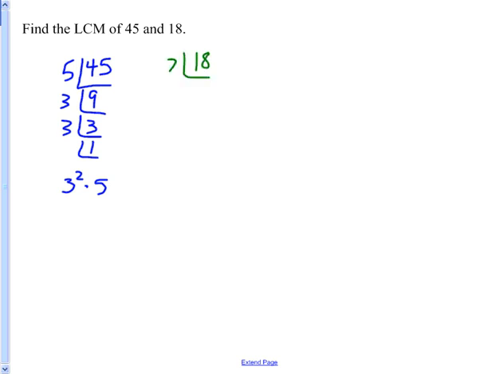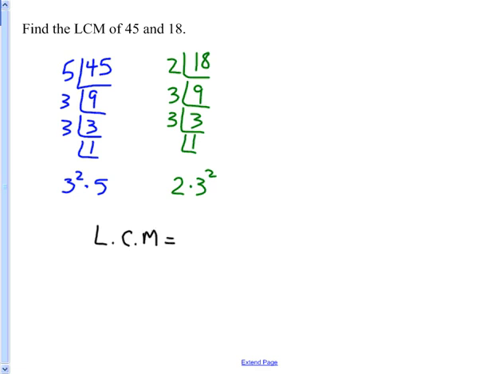2 goes into 18 9 times, and once again 3 goes into 9 3 times, and 3 goes into 3 once. So the factors of 18 are 2 times 3 times 3, or 2 times 3 squared. Now to find the lowest common multiple, we list all the factors that are used.